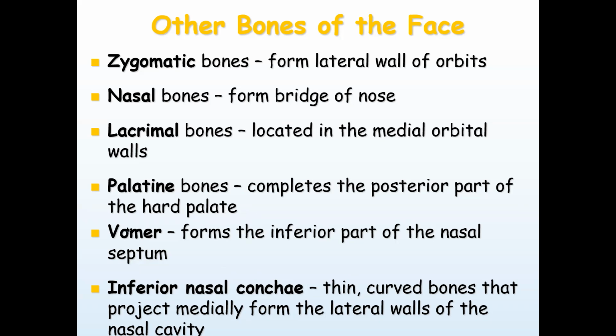So now we also have the vomer. And the vomer is associated with the nasal septum. Remember, the septum runs in the middle, right? As it says, it forms the inferior part of the nasal septum, which runs in the middle of your nose between the nasal cavities, okay? It mentions that the inferior nasal concha is a thin curved bone that projects medially to form the lateral walls of the nasal cavity. So the concha curves towards the nose. That's the medial, right? And to form the lateral walls of the nasal cavity.